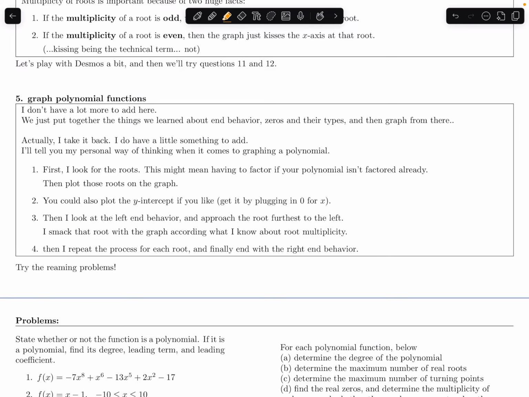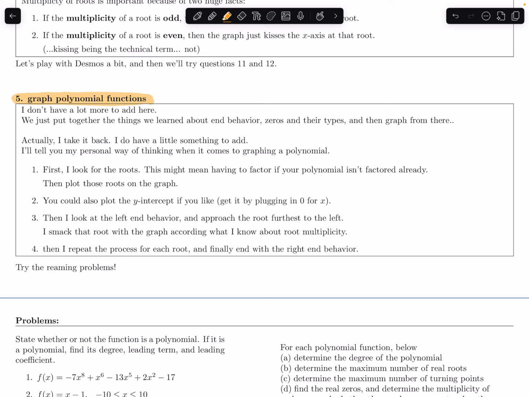Okay, guys, we've reached the final topic. This is topic number 5 on graphing polynomial functions. At first thought, I didn't really have much to add here because I feel like we've already touched on everything that we needed to. But then I thought about it some more, and I'll just share with you my personal way of graphing, how I approach these things. And then after I decided that, I looked into the book, and the book actually does something pretty similar.